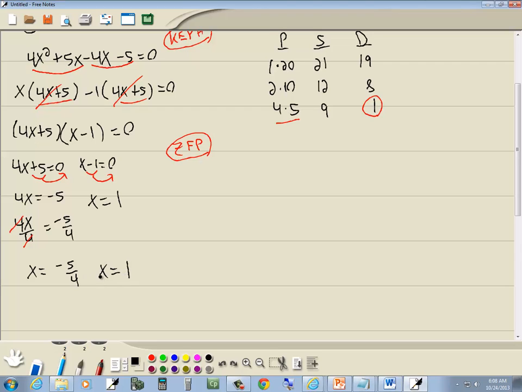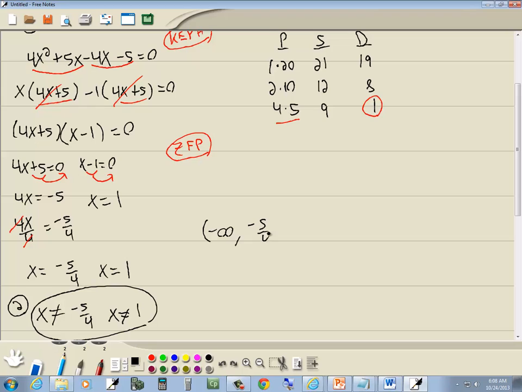Now these are the values we cannot have. So in step 2, we want to put a slash through the equals. So x cannot equal negative 5/4, and x cannot equal 1. Now if I want to write that in interval notation, I'm happy with this answer that is circled, but if you want to write it in interval notation, it'd look like this. Negative infinity to our smallest number, union our smallest number to our largest number, union our largest number to positive infinity. Everything has parentheses on it.